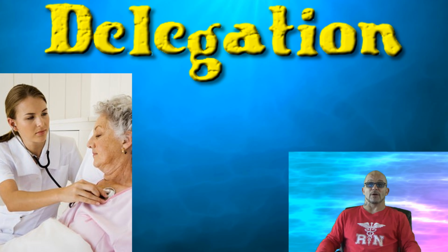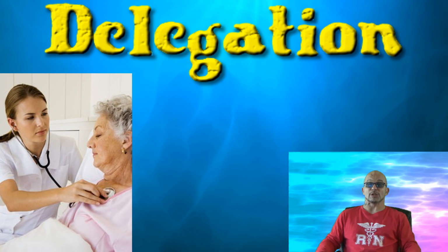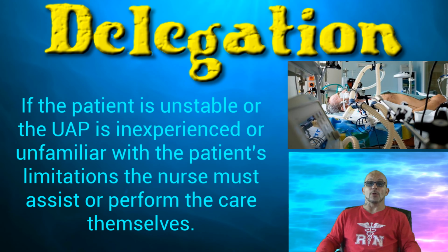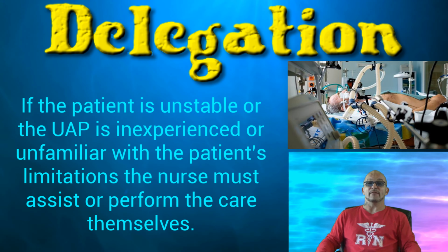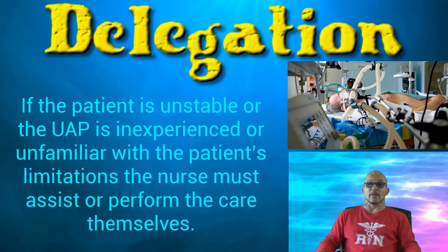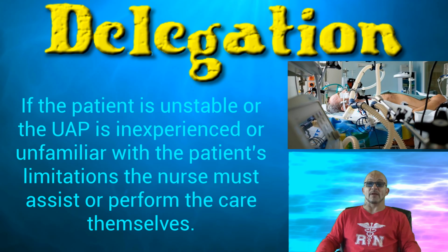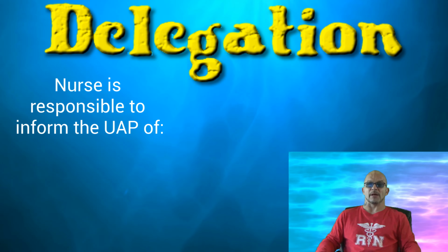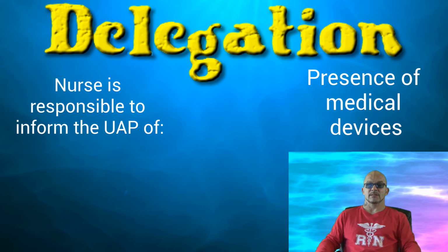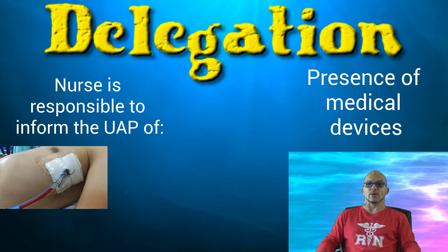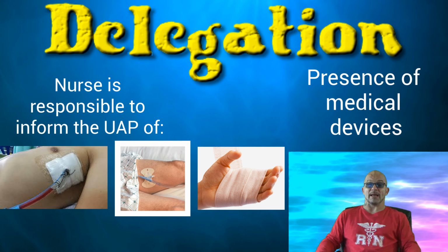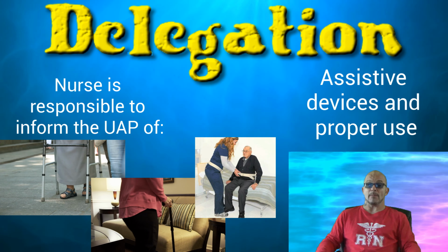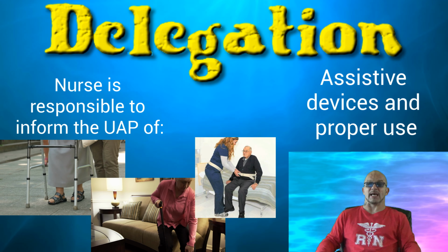The nurse must first accurately assess the patient to ensure delegation is appropriate. If the patient is unstable or the UAP is inexperienced or unfamiliar with the patient's limitations, the nurse must assist or perform the care themselves. The nurse is responsible for informing the UAP about any patient limitations, presence of medical devices including tubes, catheters, or bandages, and any assistive devices such as walkers, canes, and gait belts, and how to use or maintain them.